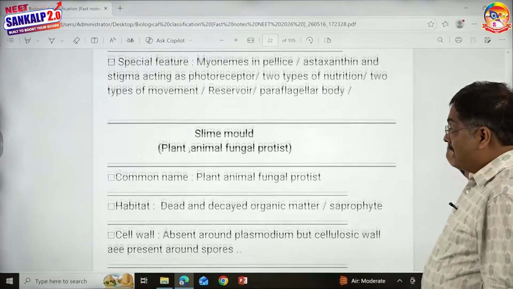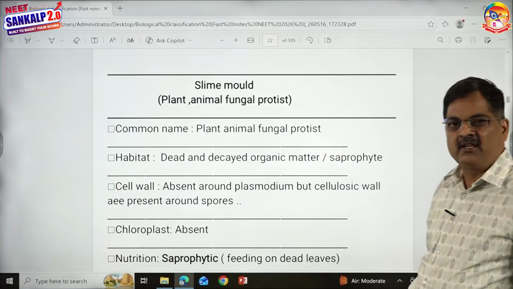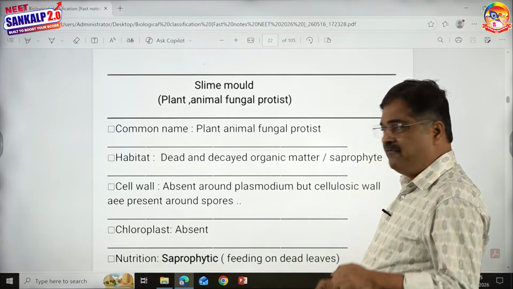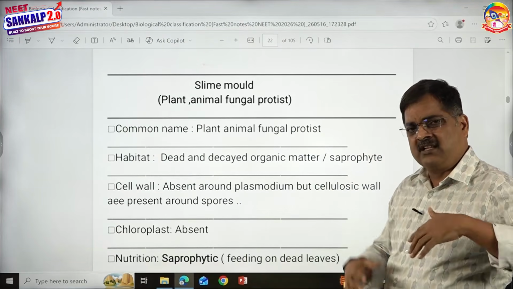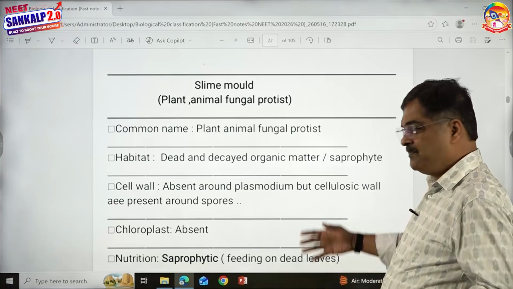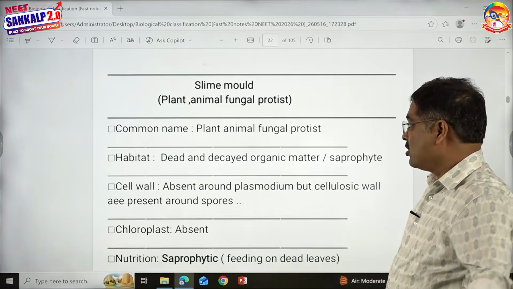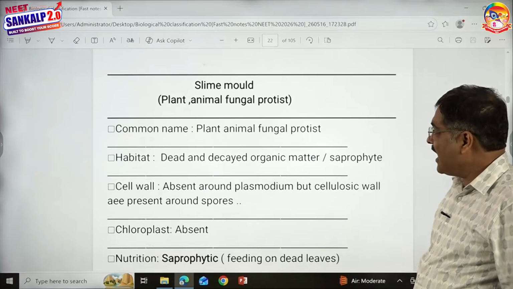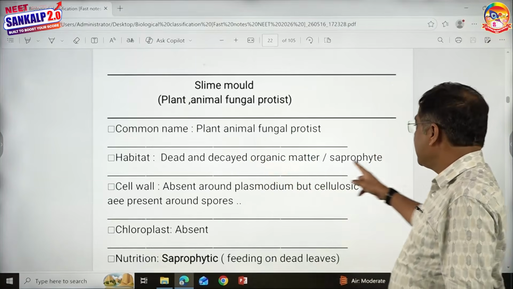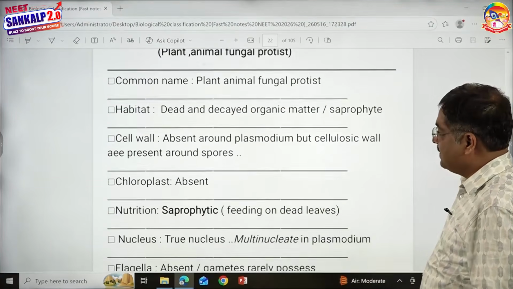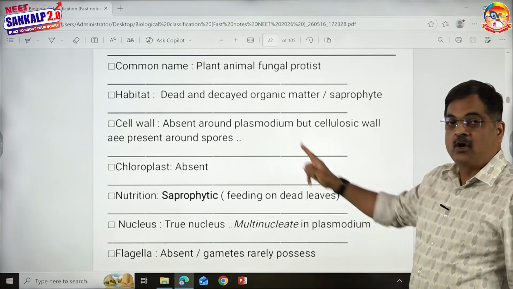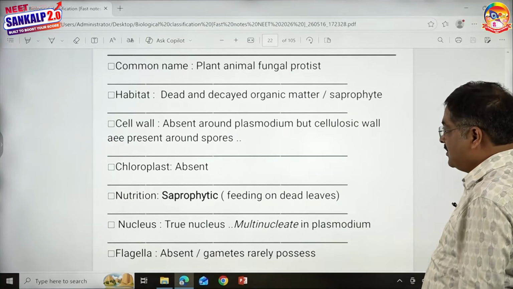Now we go to slime molds. This is a little tricky, I'll tell you why it is tricky. But before we talk about the life cycle of slime molds, we put the same side headings here also. Common name, plant, animal, fungal protist. Habitat, it grows on dead and decayed organic matter, hence saprophyte. Cell wall, it is absent around the plasmodium, but cellulosic walls are present around the spores.